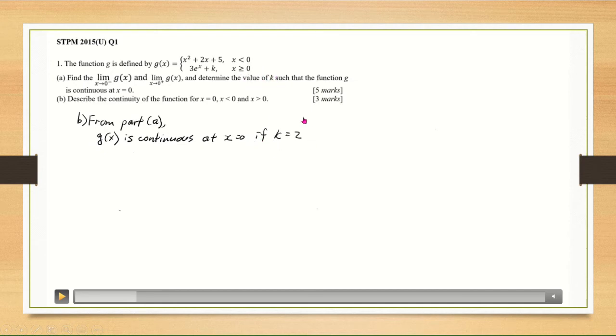This means the condition when k is equal to 2, the function is continuous. When k is not equal to 2, the function is not continuous. So you must put in the condition that k is equal to 2.